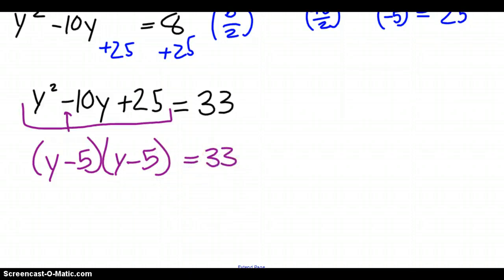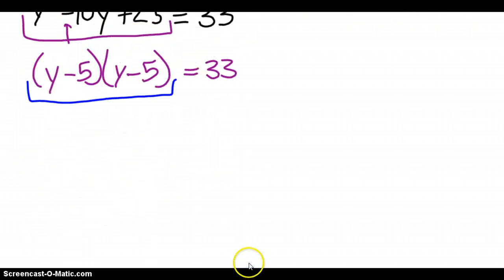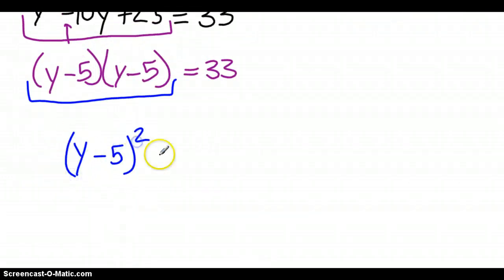Once we have that, we know that anytime we have the same quantity multiplied by itself, we can just call that quantity squared. So y minus 5 squared is equal to 33. This is the step where we get to the solution part, and we're going to need to deal with the fact that this is to the second power.